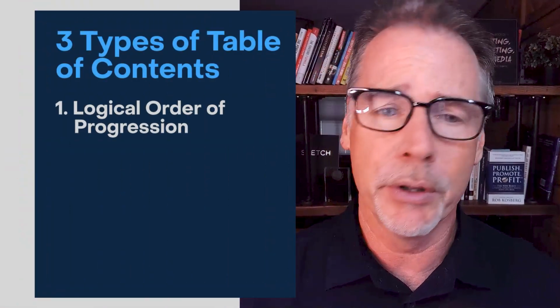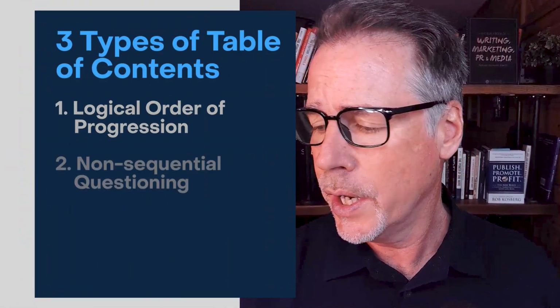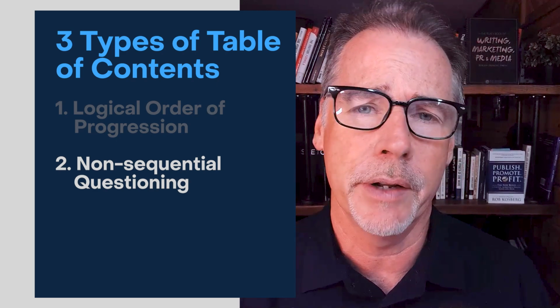Now, if that's the only way that it works for you, then fantastic. That is one way. I just want you to understand there are other ways for you to do it, and with a little brain power and a little thought, it might be much better for you to create compelling content using one of these other types of table of contents. The second type of table of contents is what I call non-sequential questioning.